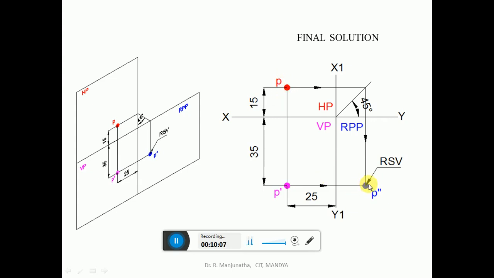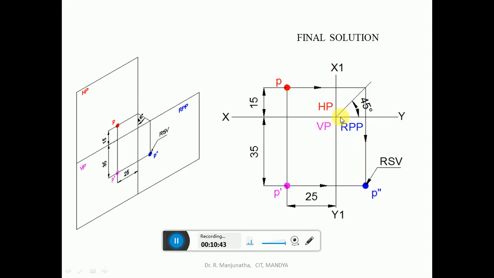In the profile view, we can see the distances of both the front view as well as the top view. The front view distance of below HP, which is 35 mm, when you draw a projector from P dash to the profile view, this vertical distance in the vertical plane will also be the same vertical distance in the profile view. Then the distance of the top view, which is behind VP, is vertical in HP. So when it is transferred to the profile view, it should become horizontal.